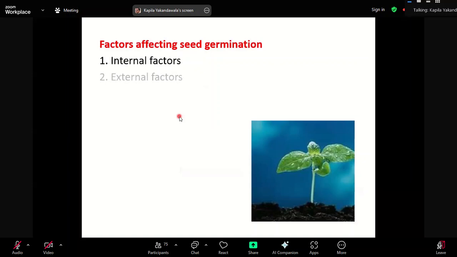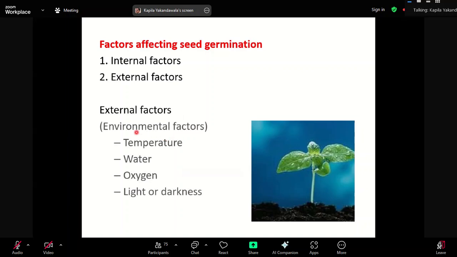What are the factors that affect seed germination? We can put factors into two groups, internal factors and external or environmental factors. If you look at the external factors, four factors can be identified: temperature, water, oxygen, then light or darkness. Depending on the seed type, certain seeds need a dark period, certain seeds need light. So those are the four factors that affect seed germination. Those are the external factors.